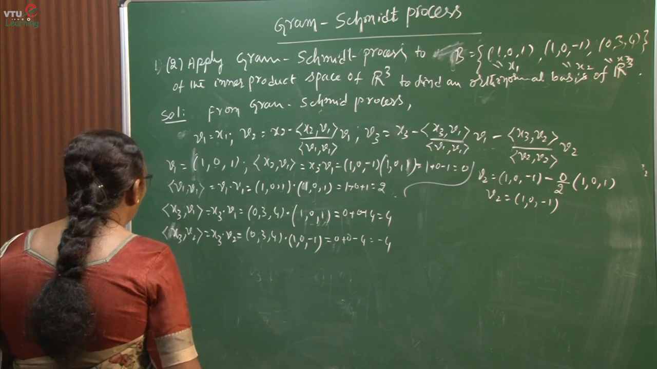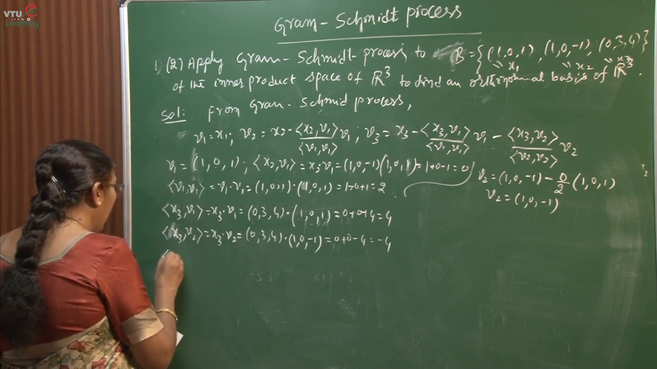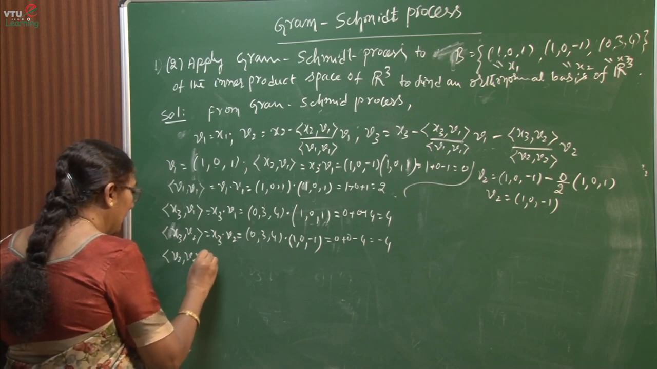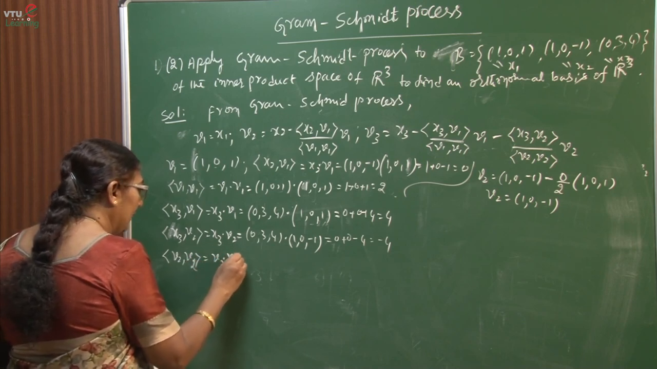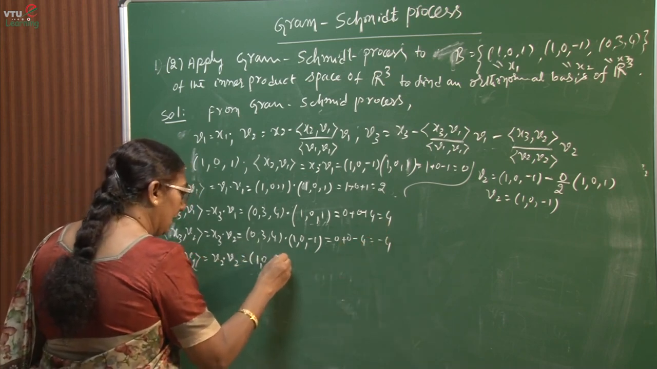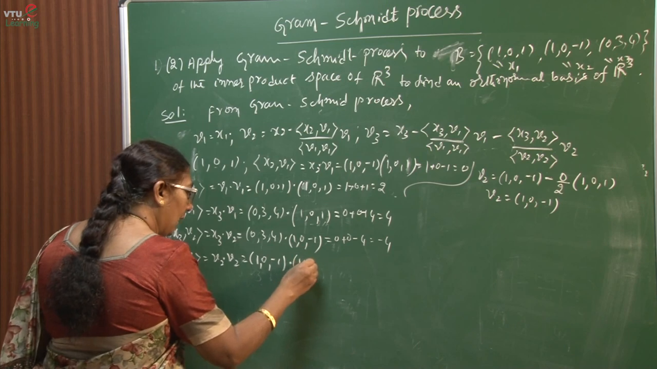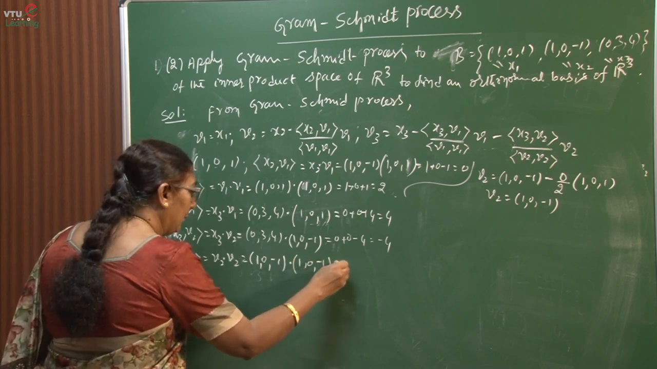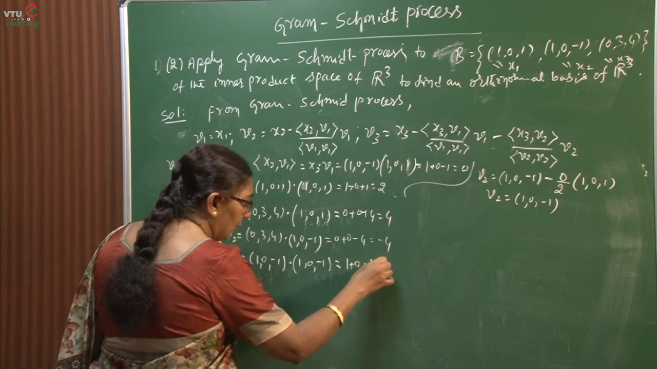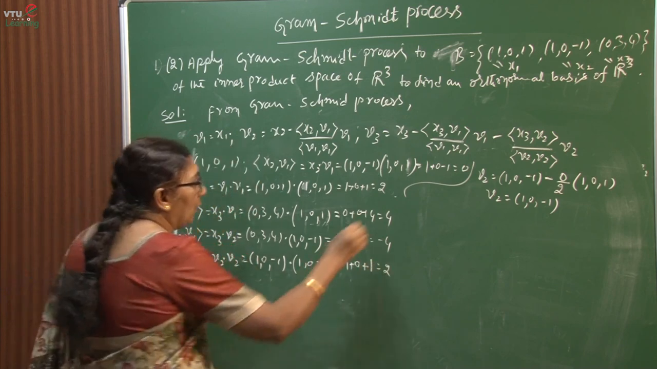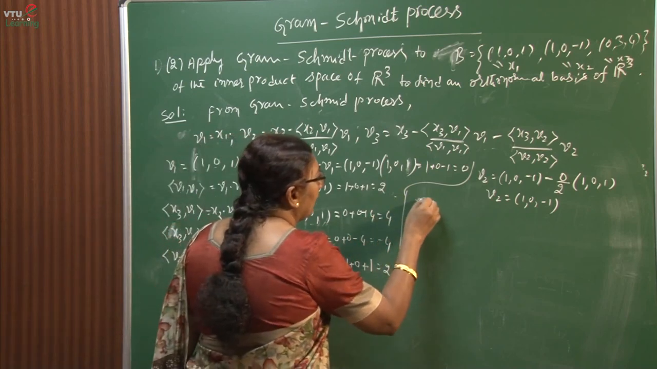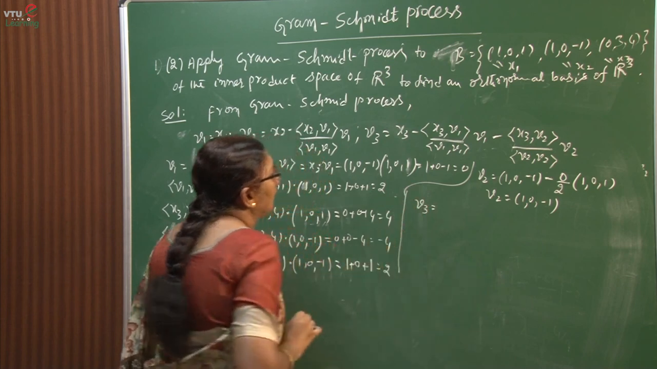The next we are going to calculate the inner product of V2 comma V2, because you already have V1 comma V1. It is nothing but V2 dot V2. What is V2 here? Just now we calculated 1 comma 0 minus 1 dot 1 comma 0 minus 1. Multiply that. 1 into 1 is 1 plus 0 plus minus into minus plus 1, we get 2. Once we get these values, now I have to calculate V3.